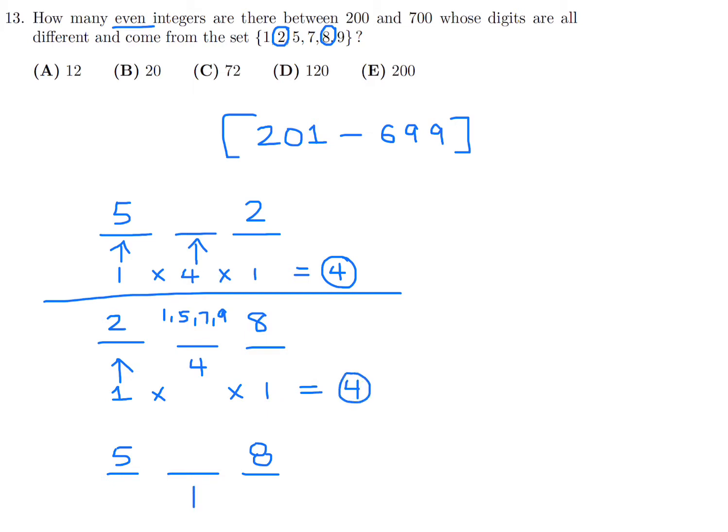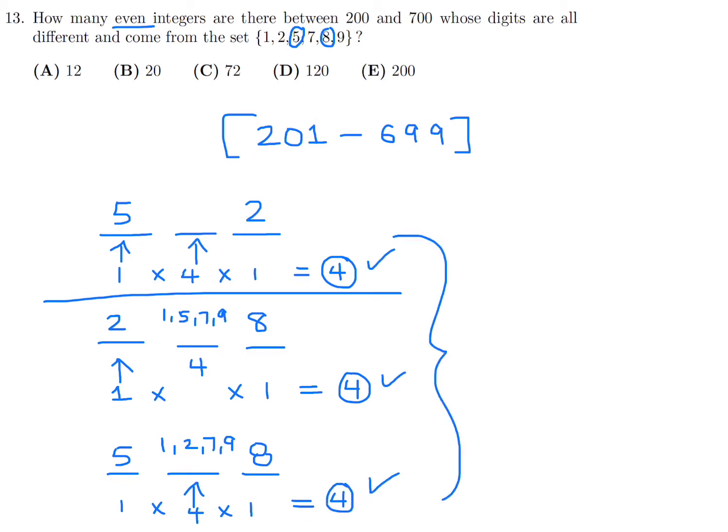And in a very similar way, for this guy, my choices are between the numbers that are remaining, because the 5 and the 8 have already been placed. That number can be either a 1, a 2, a 7, or a 9. So that means I've got 4 choices for this number, 1 choice there because that's fixed, and 1 choice here. So 1 times 4 times 1 is 4. So I got this 4, this 4, and this 4. That is a total of 12. So number 13, the answer is A.